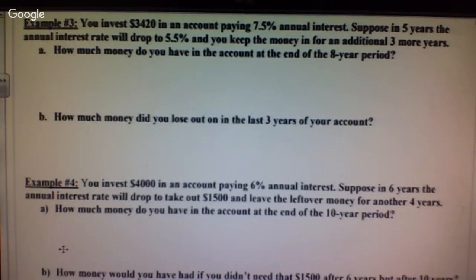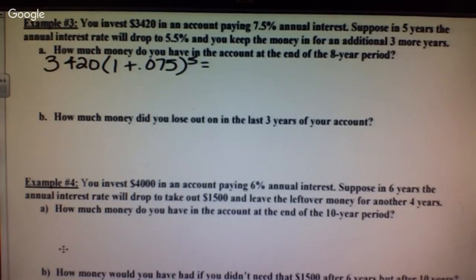Okay. You invest $3,420 in an account paying 7.5% annual interest. Suppose in 5 years, the annual interest rate is going to drop to 5.5%, and you keep the money in for an additional 3 more years. Where do we even start with this one? You do the first one with the 5 years. So we start with $3,420, 0.075 for the first 5 years.